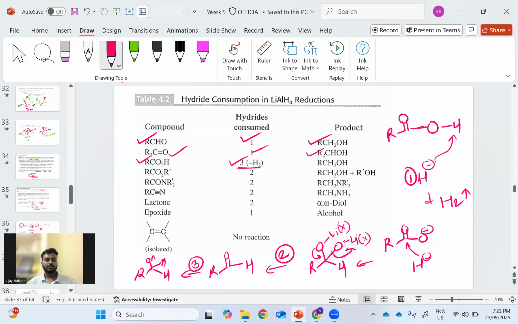So a total of three equivalents of hydride are consumed in the case of the acids, but that's not the case with the ester. So only two equivalents. In the case of amide, again two equivalents.